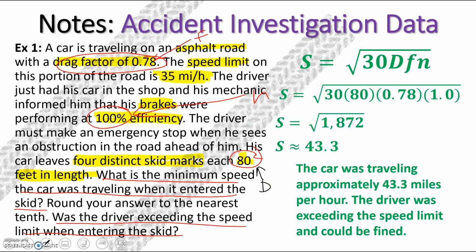So the car was traveling approximately 43.3 miles per hour. The speed limit here was 35 miles per hour. Therefore, the driver was exceeding the speed limit and could be fined.